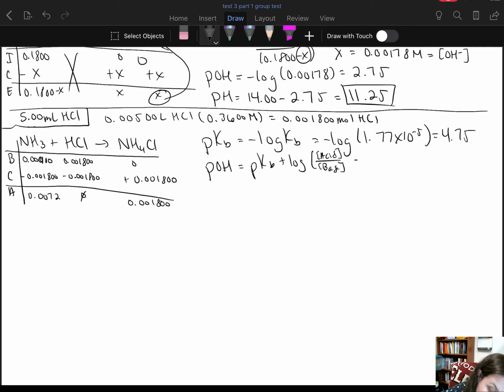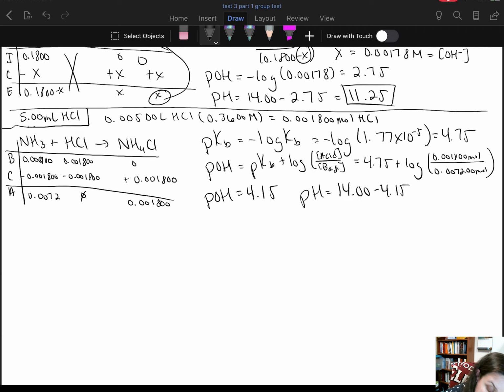And what we get is 4.75 plus log base moles 0.001800 divided by our acid 0.007200. And when we solve for this, we get a pOH equal to 4.15, and then we get a pH equal to 14 minus 4.15, giving us a value of 9.85.